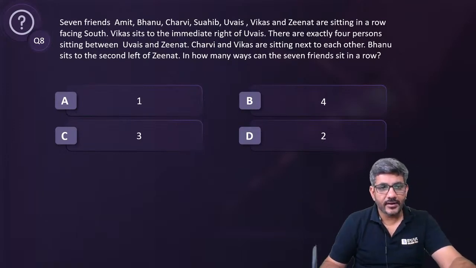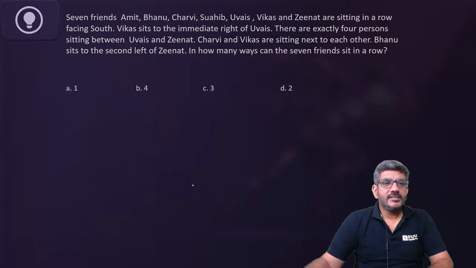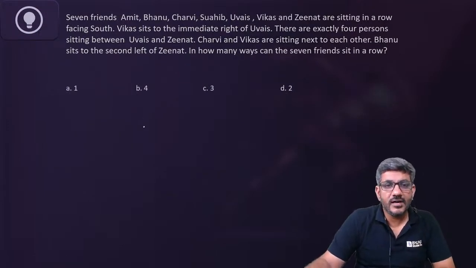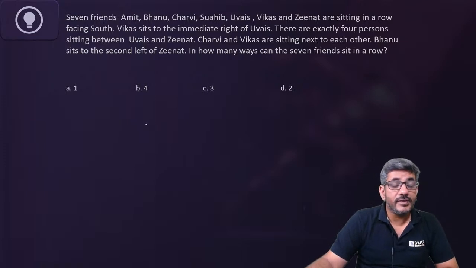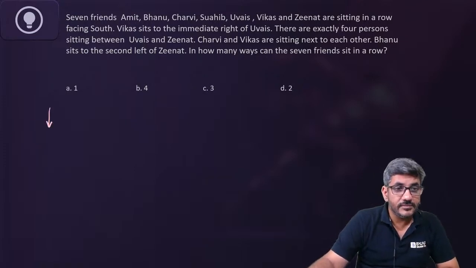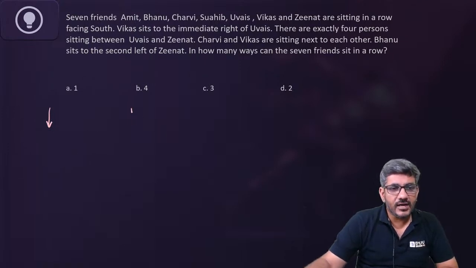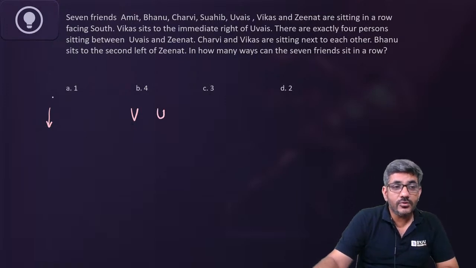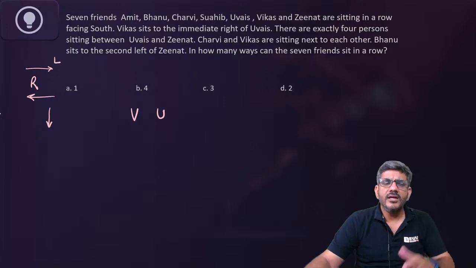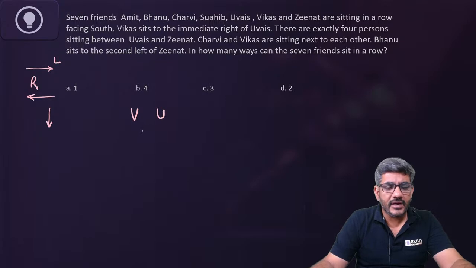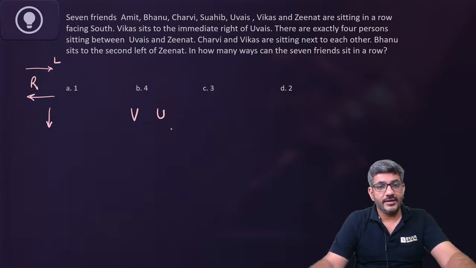Chaliye, let's start doing it now. It says 7 friends, Amit, Bhanu, Charvi, Suhaib, Uwais, Vikas and Zenith are sitting in a row facing south. They all are facing south. Vikas sits to the immediate right of Uwais. So Vikas is to the immediate right of Uwais because they are facing south. तो right जो है ना आपका वो इस तरफ बनेगा और left जो है वो आपका इस तरफ बनेगा. एक ही बार लिख लीजिए तो काम आसान हो जाता है. So Vikas is to the immediate right of Uwais. So I have written it here.